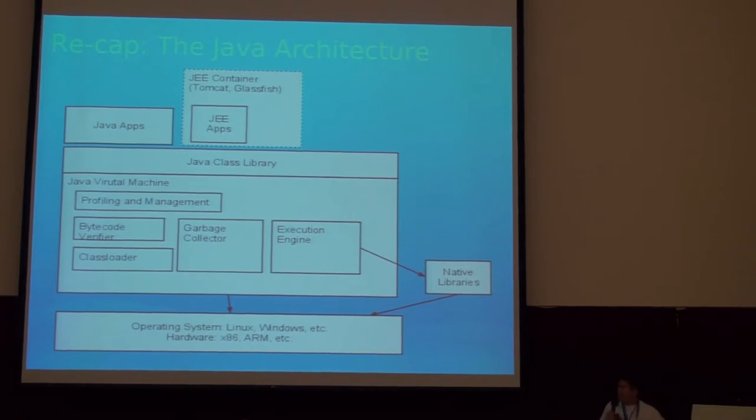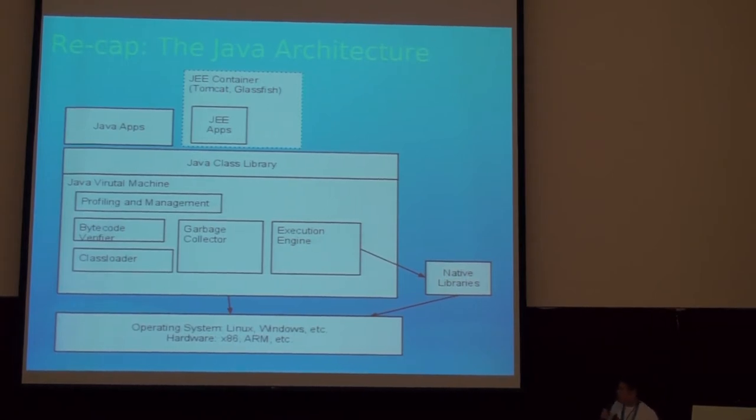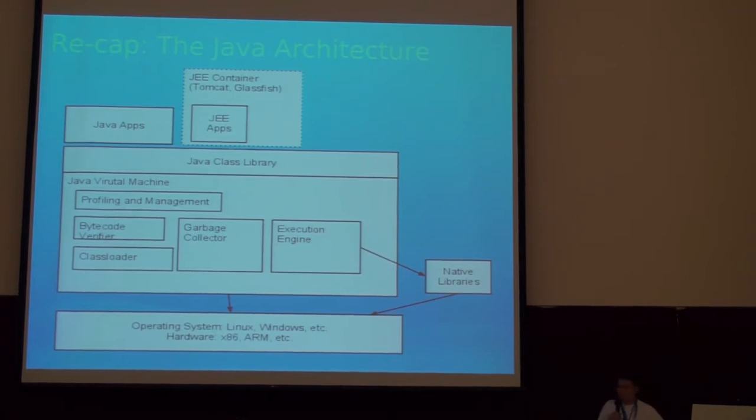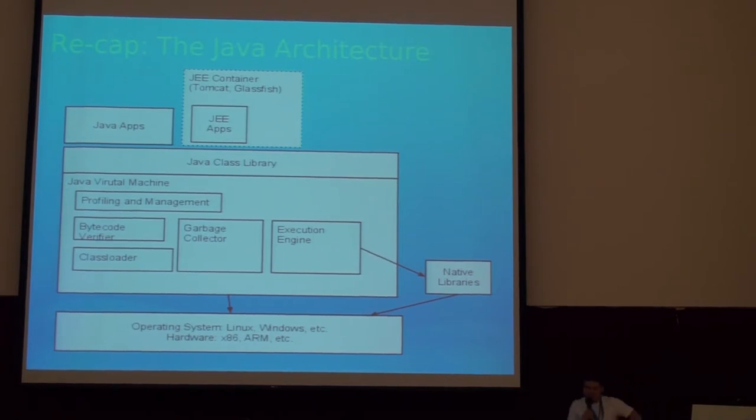Now, as we write an interpreter, it's pretty much a JIT compiler nowadays. It's got whole bits and pieces of profiling management, so you can use VisualVM to connect to your VM, and then you can tell what's going on with the garbage collector and everything else. On top of that, you have the Java class library, things like java.lang, javax.swing, and all pieces of software like that. That's the Java class library.